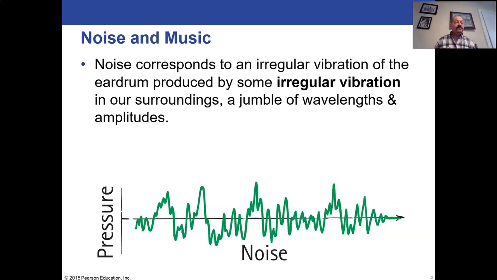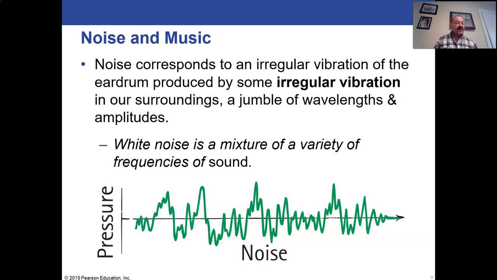All right, so noise and music. What people call noise and what people call music is a subjective term, but to a physicist, noise refers to irregular vibrations of your eardrum, produced by irregular vibrations in the surroundings, a jumble of wavelengths and amplitudes. And perfect white noise is when you have a completely random collection of all frequencies within the human hearing range, and the intensity is all roughly the same.